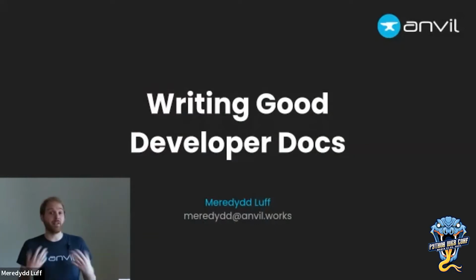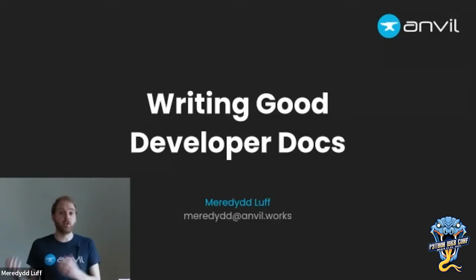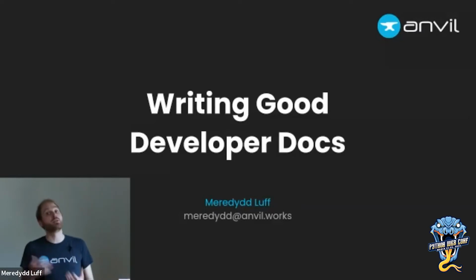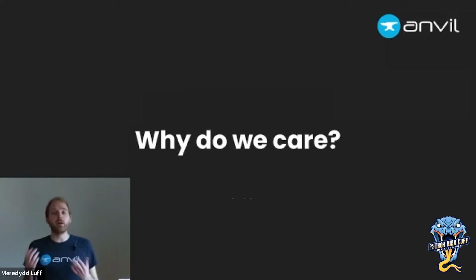I'm going to talk about the types of documentation, how we can write them, how we can make them work together, and how our users can help us improve it. And throughout, I'm going to be talking a little bit about our experience building documentation at Anvil, the stack we use, and some of the choices we've made and mistakes we've learned along the way. But as we start this, it's reasonable to start by asking why we care about any of this.